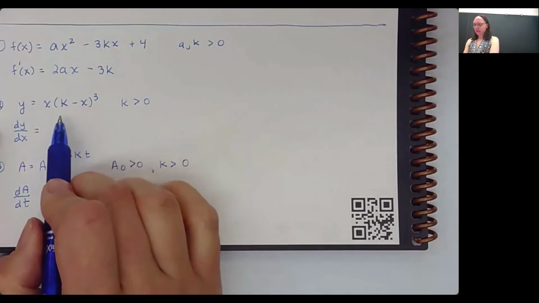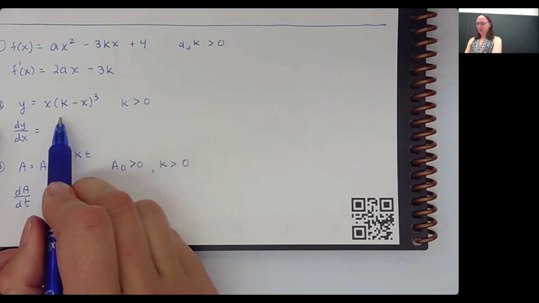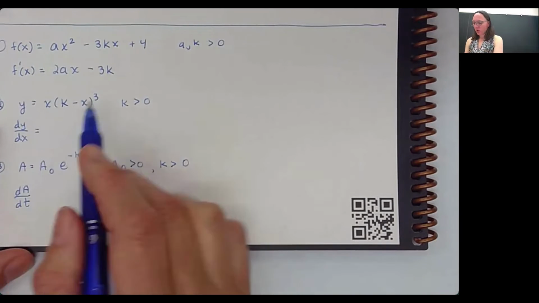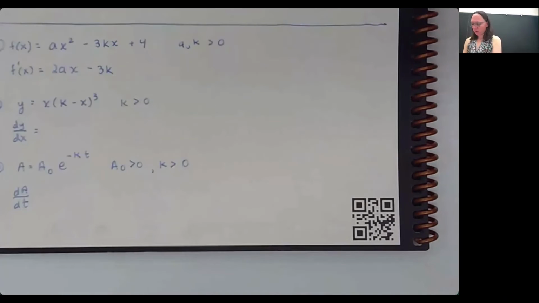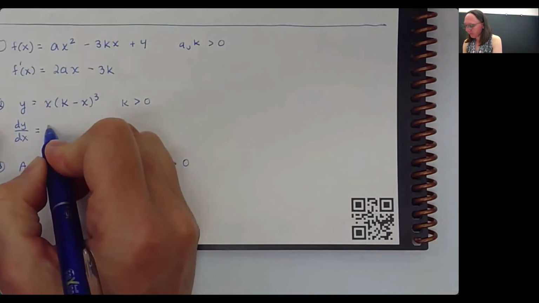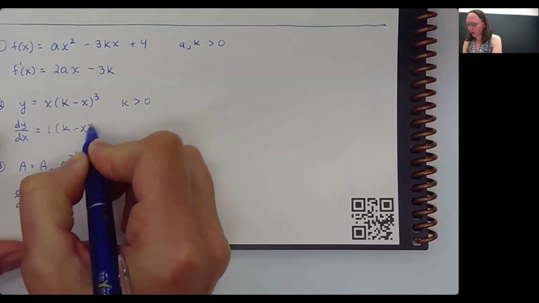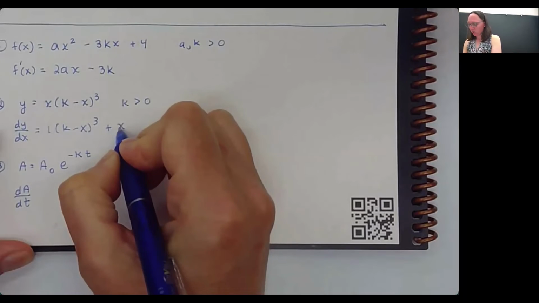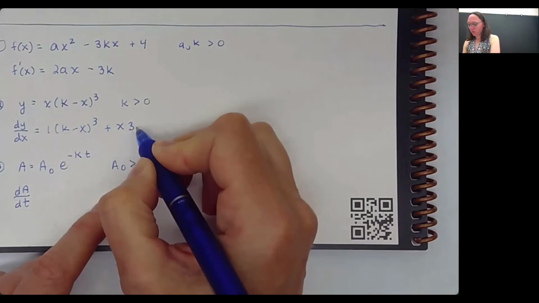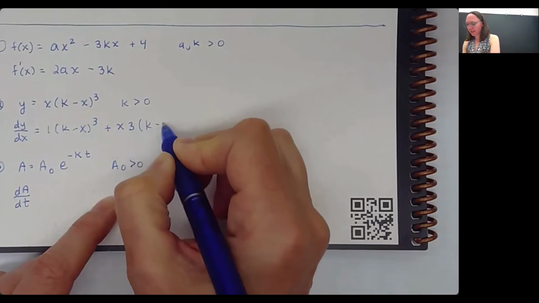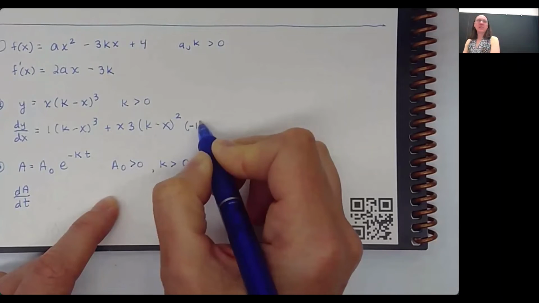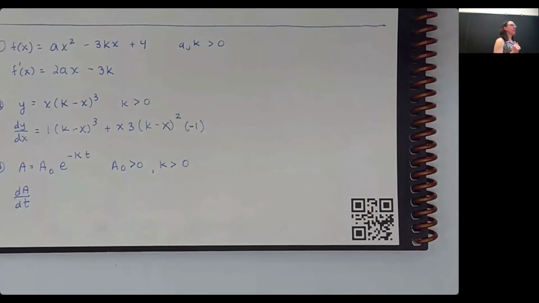If k is some positive constant, I would choose to do a product rule here. You could multiply that all out, but I'm going product rule. So the derivative of x is equal to 1. I'd leave the k minus x cubed alone, plus leave the x alone. Here we've got a general power rule. So I'll bring my 3 down, k minus x squared. And then I've got to remember to multiply by -1, because that would be the derivative of the inside.